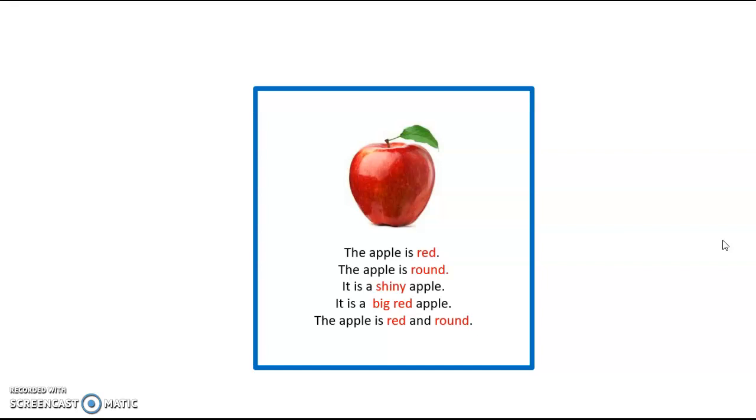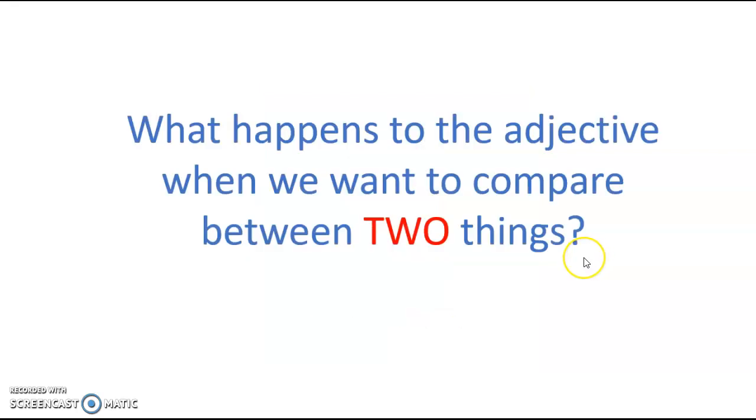What I did here is I described one object, but my question is, what happens when I want to compare two objects? I want to say how they are the same or how they are different, and I want to know what happens to the adjective. So, what happens to the adjective when we want to compare between two things?